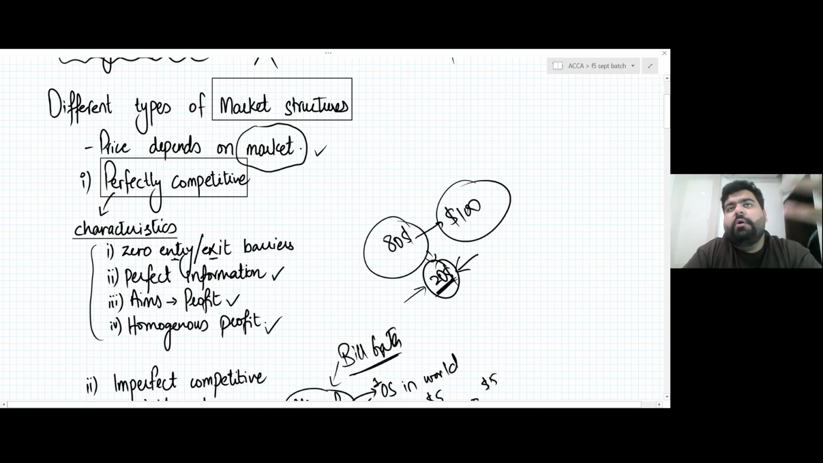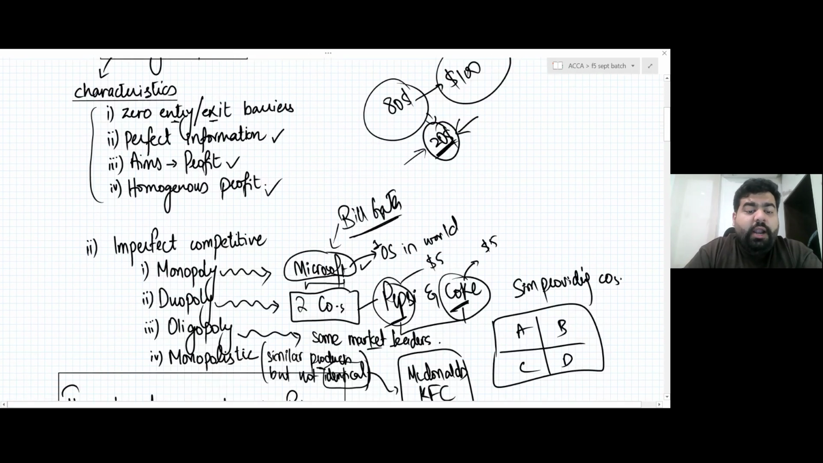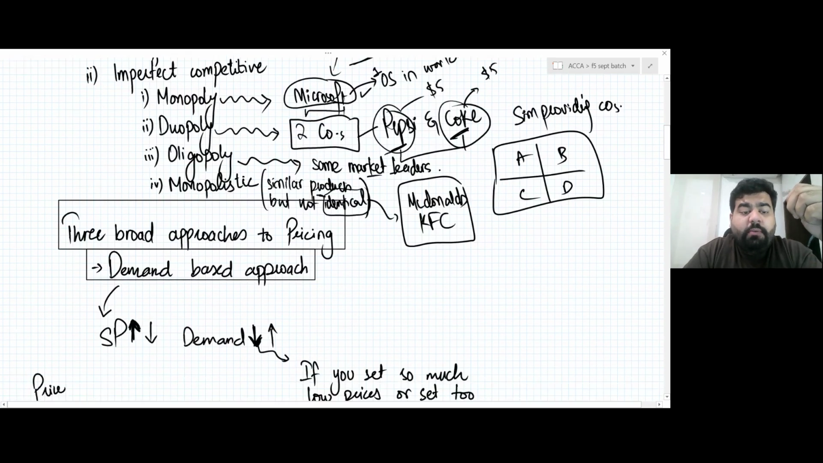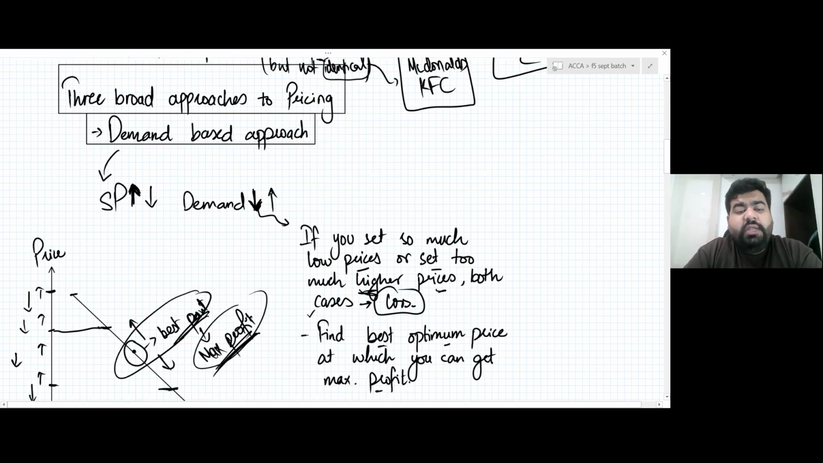In a perfectly competitive market, you have to set the price according to the market. In an imperfect market, obviously monopoly, duopoly, oligopoly, depending upon the case which the business is going through, accordingly the business has to set the price. After that, we have studied the three broad approaches of pricing, in which the first was the demand-based approach.